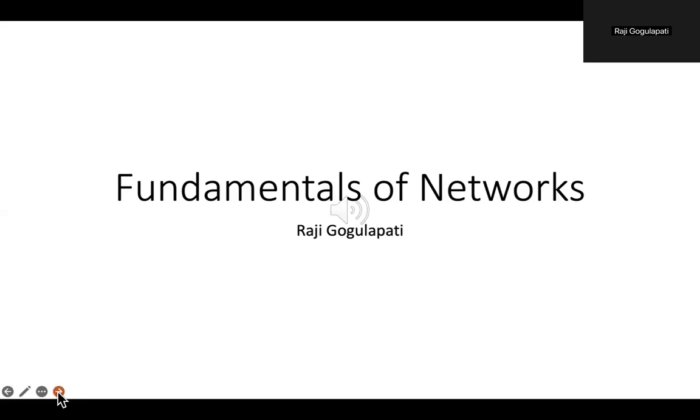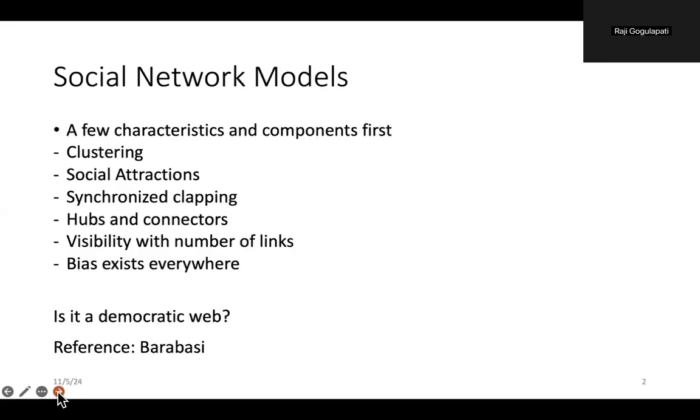The slides kick off with social network models. Basically, networks are more than just who you know on the surface, right? There are all these other layers, like we see clustering and social attractions, even those times when everyone in the audience starts clapping together. Oh yeah, those moments where everyone just starts clapping. That's a great example of how actions can cascade through a network.